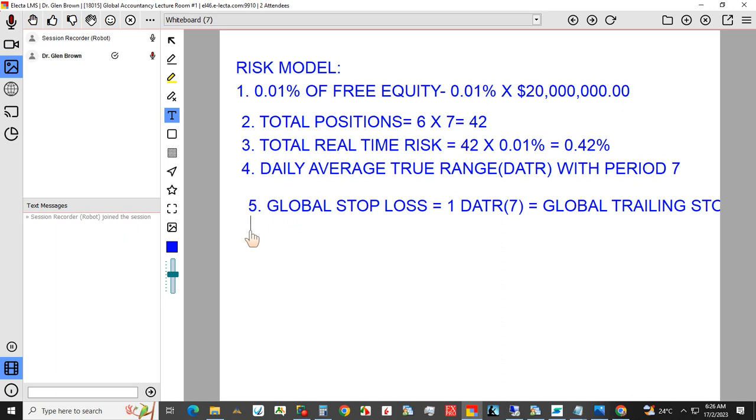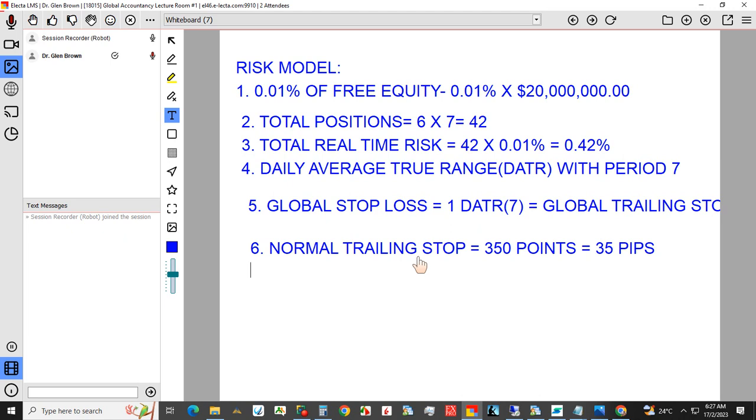There are times we have what we call a parabolic move, where rapidly, especially during news announcements, the market runs away. So we're going to apply what we call a normal trailing stop equal to 350 points, which is the same as 35 pips. Yeah, the feature we put in it.